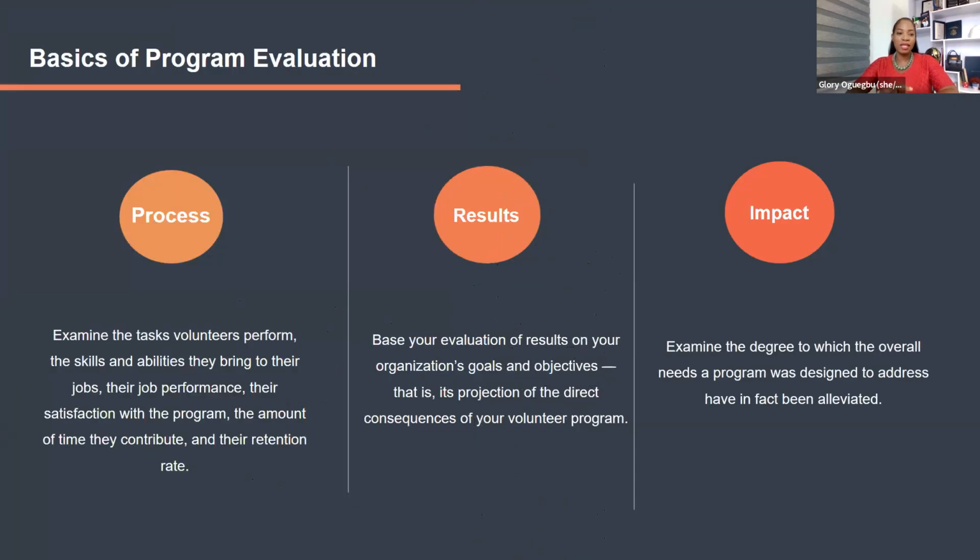So these are some of the basics of program evaluation. You have to think about three key things: process, results, and impacts. On the process aspect, you have to examine the tasks volunteers perform. Remember, before this time, you have outlined their program expectation. There was a name we called it last week, I think job description or engagement expectations, which is writing out what you want the volunteers to do.